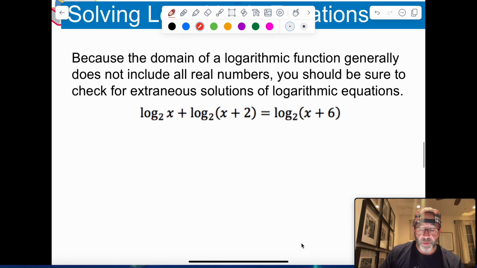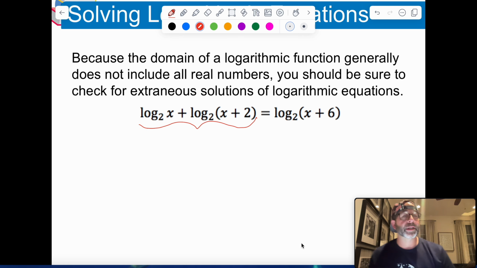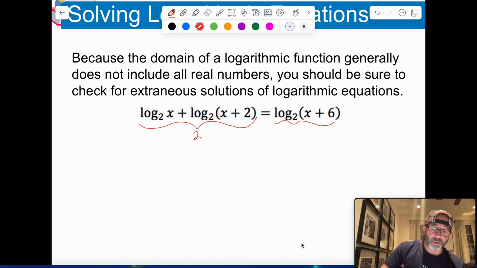Let's take a look at a problem where there might be one. All right. So when we look at this, obviously you want to try to use the one-to-one property. Well, right now when we look at this, there's two terms here and there's only one here, which means we don't have a 1-to-1 ratio going on here. I'm sorry, 1-to-1 ratio. We have a 2-to-1 ratio.